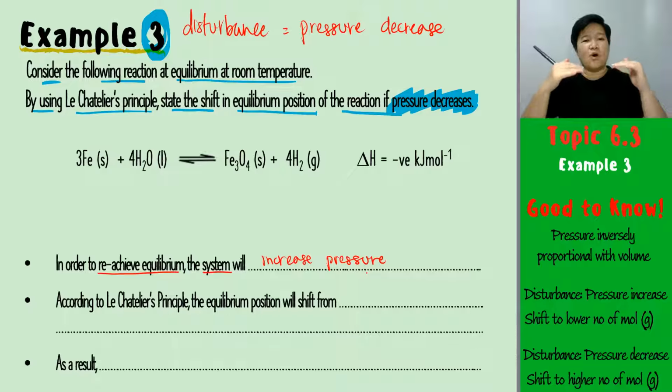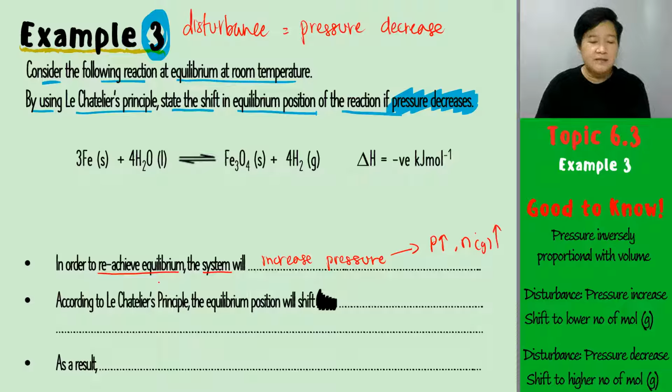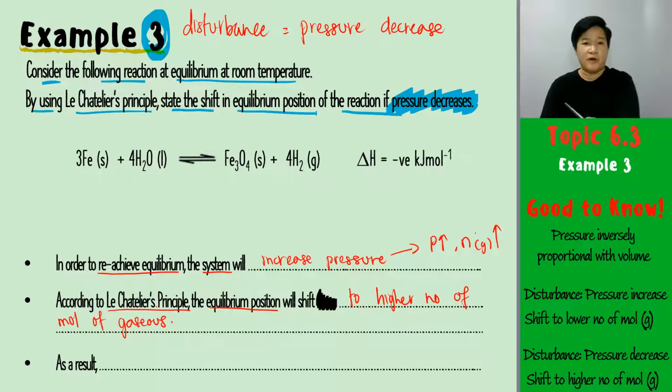So your system that is already at equilibrium is disturbed by the lowering pressure. So what will the system do? Increase the pressure. Make sense? And how can we increase the pressure? Knowing that when the pressure is high, the number of moles of gases must also be high. Therefore, according to Le Chatelier's principle, the equilibrium position will shift to a higher number of moles of gases. That is what Le Chatelier's principle will do. We will shift the equilibrium position to go against the disturbance. Okay?